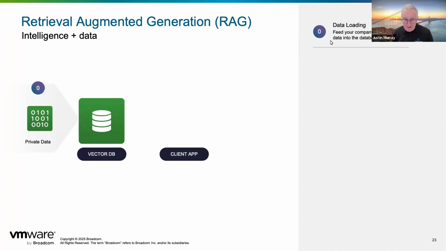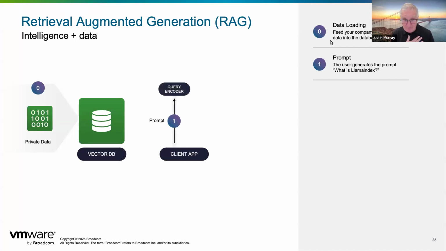that sort of thing. And so there's a client application, which is typically a chatbot, and that client application allows Justin or somebody else to ask a question. That's called a prompt. And the question I'm asking here is, what is Llama Index? Llama Index was very new technology when I first built this slide. It's become well-known technology now. We'll talk about that later.